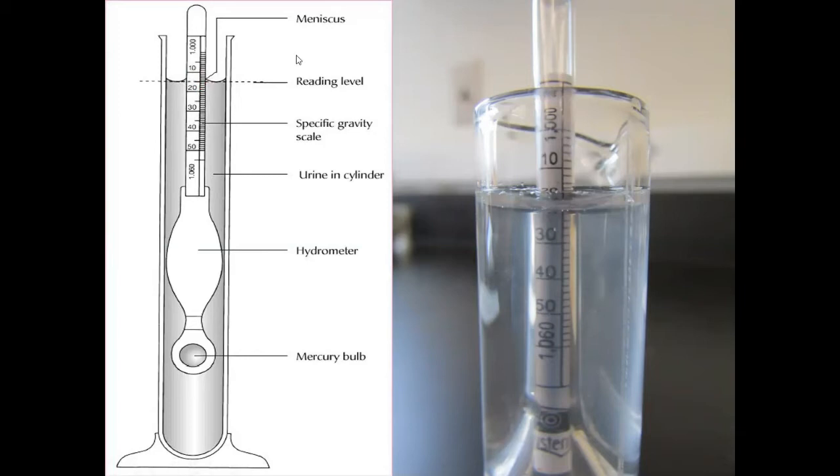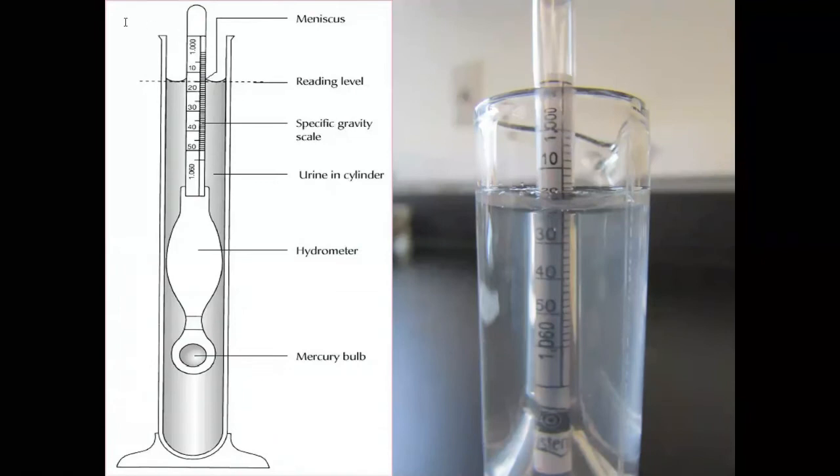So again, this is 1 point. Here, I'll write it out for you. So it's 1.015. Okay, so that is the reading from this hydrometer. Okay, looking at our sample here, we can see the curve of the meniscus over here. So we want to read the bottom of the meniscus. Okay, so 1.010.